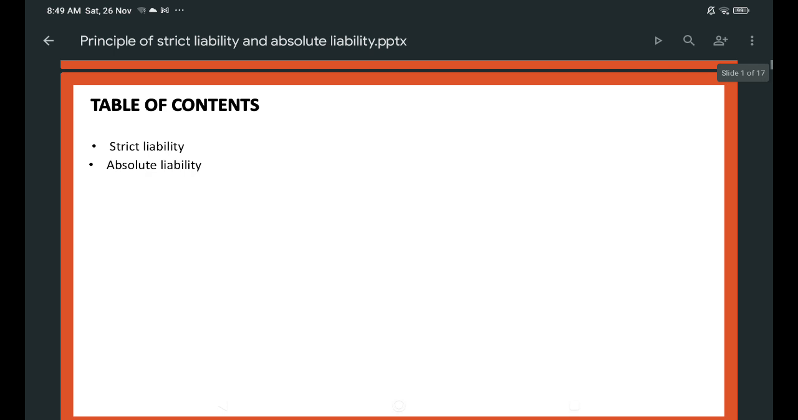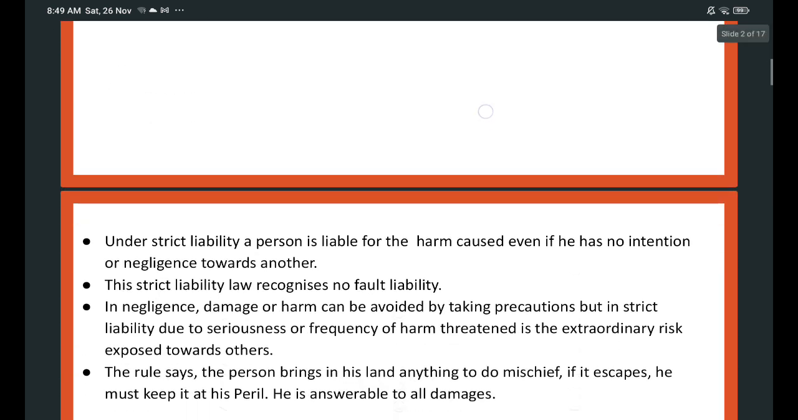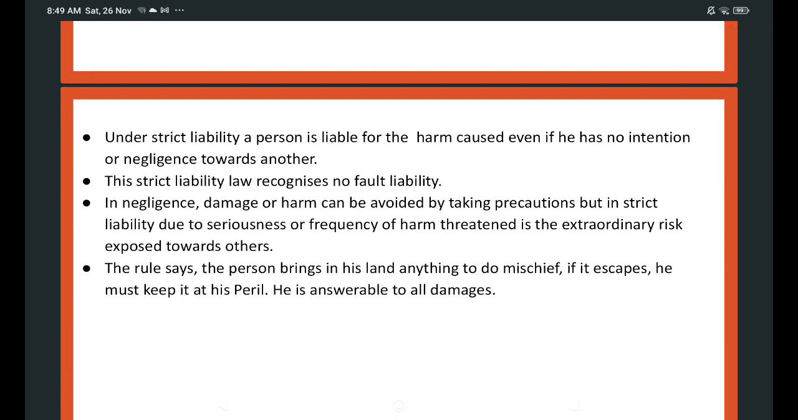Now we are discussing what is strict liability and what is absolute liability. Strict liability law says you enjoy your property in such a manner as not to injure that of another person. But there are certain actions, there are certain chances of causing harm or injury to others. In order to remove harm or injury, a solution is found by the judiciary, that is no fault liability, strict liability.